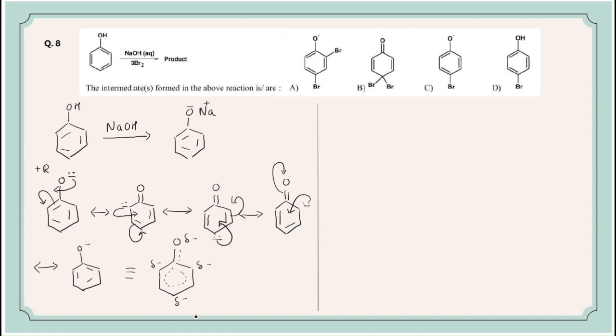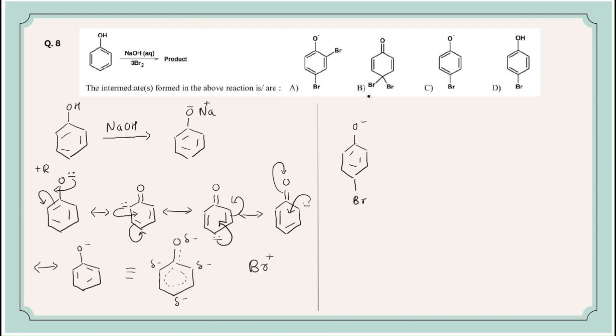Now, why did we write all this? To show that there is a negative charge on ortho and para, right? Therefore, the bromine as an electrophile, that is Br plus, will attack ortho and para position, right? So look at the options where we have ortho and para position. We have it in option C, that is only at the para position.